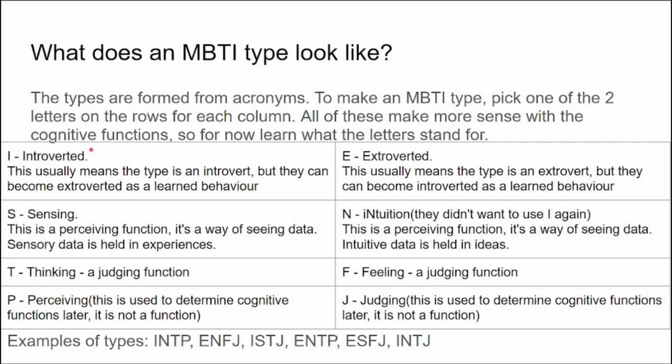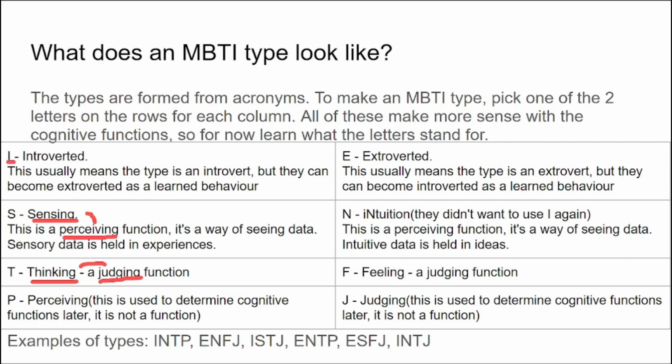And how you make one is you go down and pick one of these two on each side. It could be ISTP, INTJ. I should probably cover what this column means now. Wait, hang on. I'm going to quickly underline the important words for each thing.